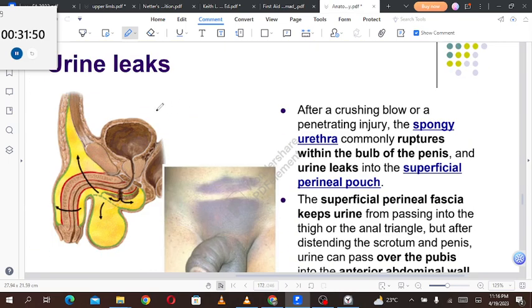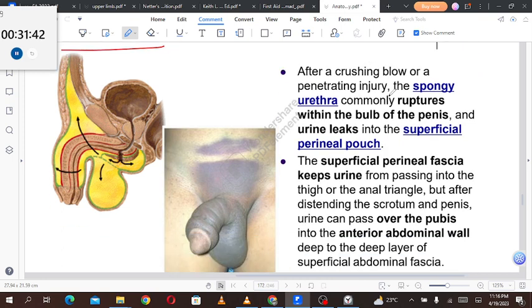Moving forward, we have urinary leaks. They are very high yield. They ask you a lot of times on the step exams about the urinary leak and locations of the accumulation of the urine. After a crushing blow or penetrating injury, the spongy urethra, which is found in the corpus spongiosum inside the penis, commonly ruptures within the bulb of the penis and urine leaks into the superficial perineal pouch.